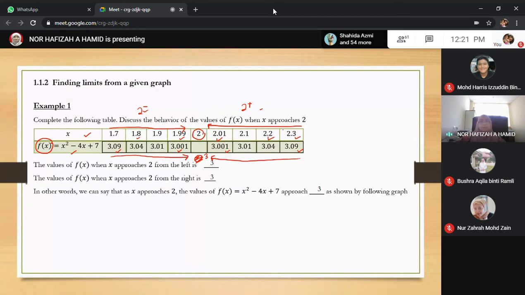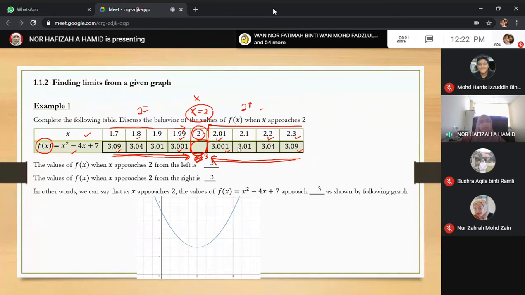Okay, so kita hanya nak cari value yang approaches je. So that's why dekat column ni, dia tak ada value when x is equal to 2. Kita tak nak consider when x is equal to 2. Kita hanya nak consider values yang approaches to 2. Sebab tu kat sini dia kosongkan je. Kita hanya nak value yang approaches, from the left or from the right, based on the table or based on the graph.